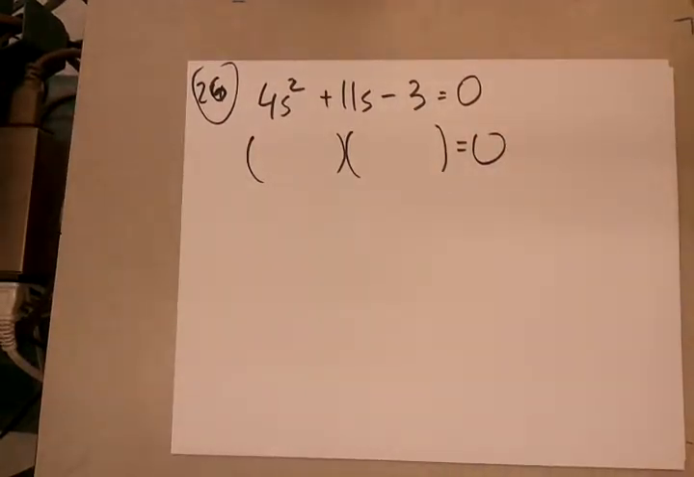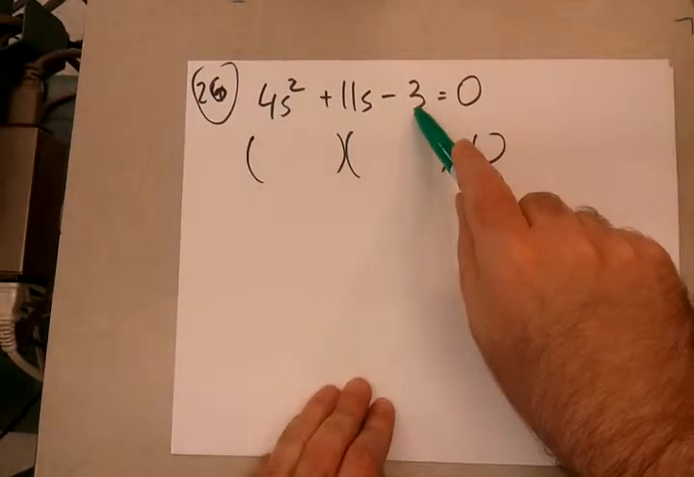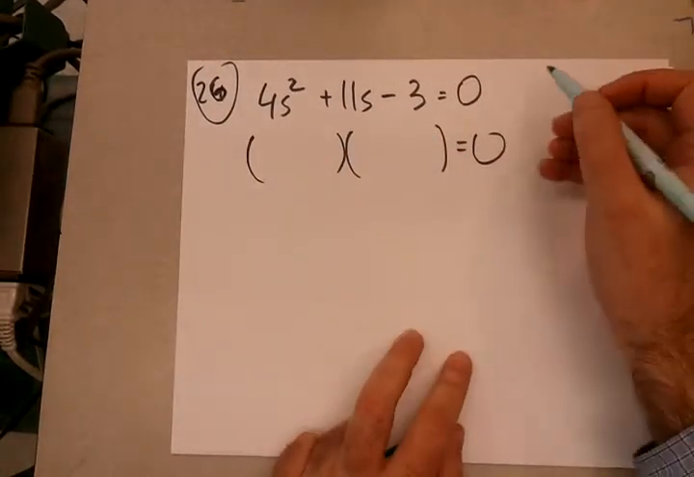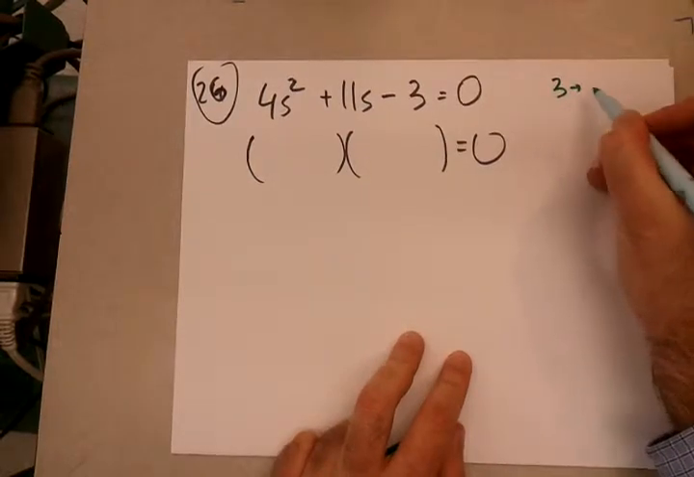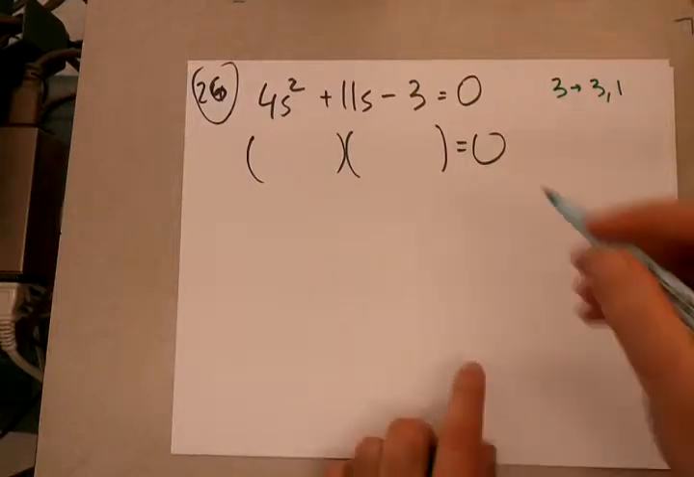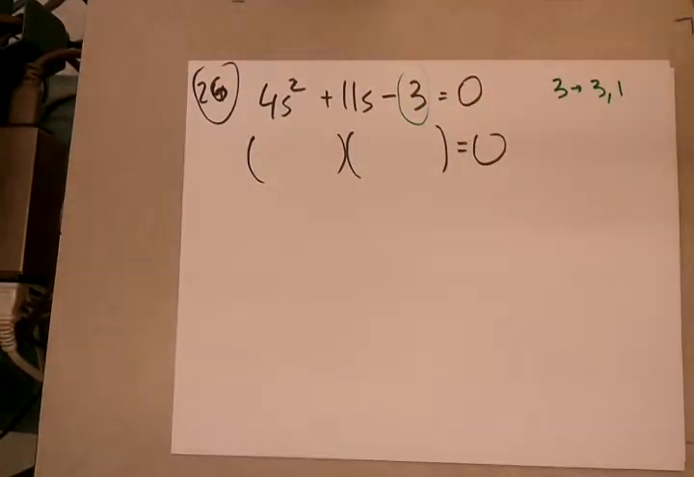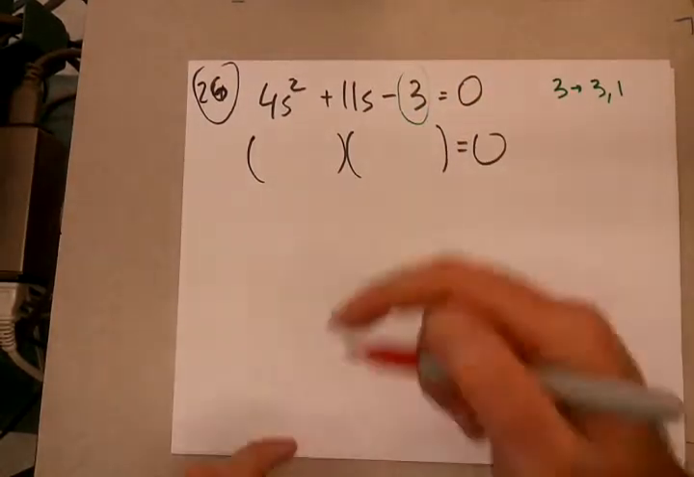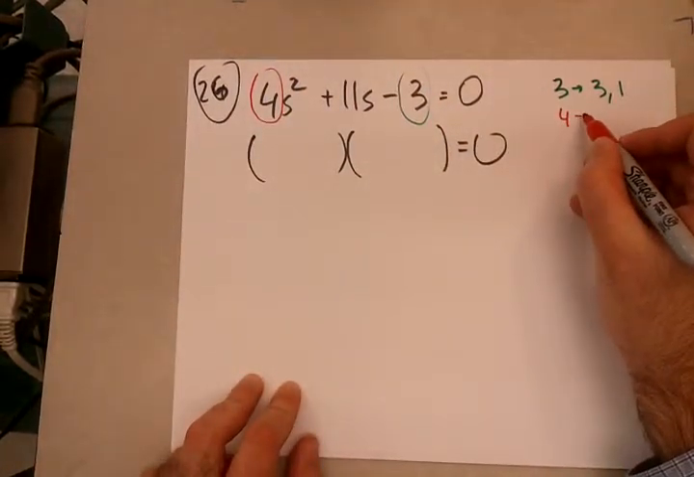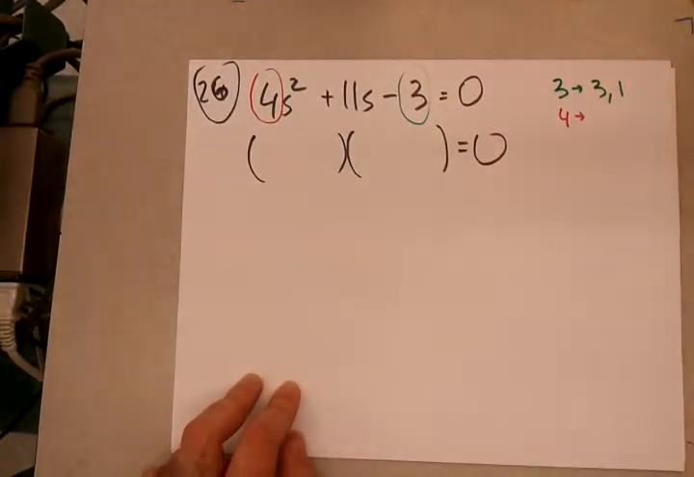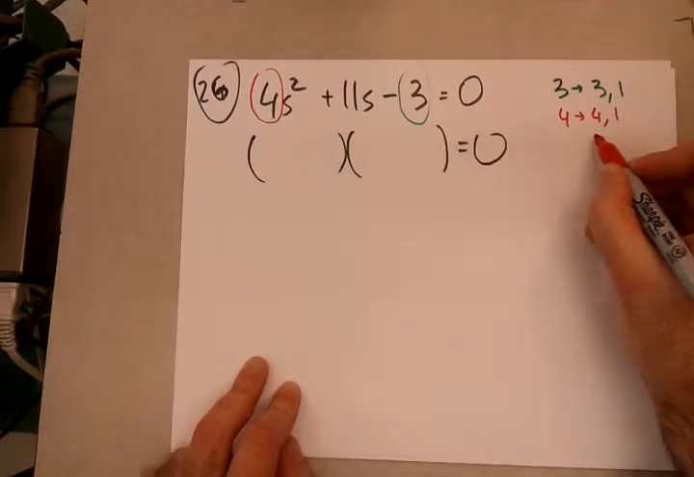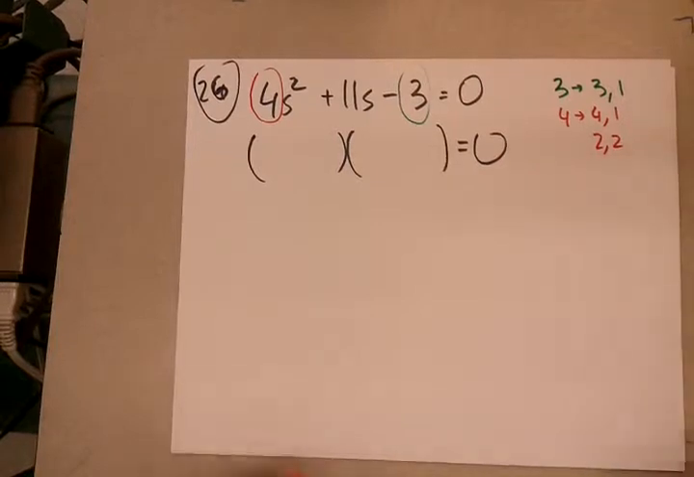So I start off with my 2 parentheses. This time it equals 0. But I still look at my last number in the trinomial, the 3, and the first number, the 4. Let's take a look at the 3 first. What multiplies to a 3? 3 and a 1. And then I'm going to take a look at my first number, the 4. What multiplies to 4? Here it gets a little bit more complicated, because I can go with 4 and 1, but I can also have 2 and 2.